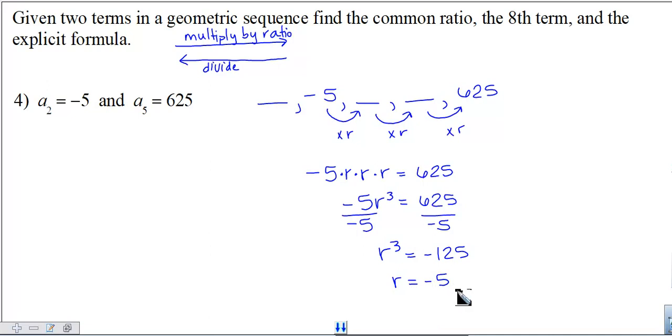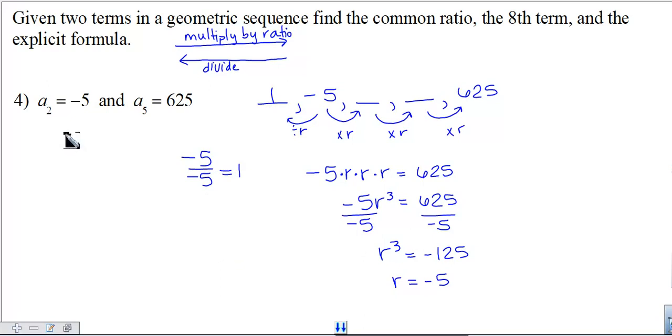Now I have my r, I just need my first term. So, if you progress forward by multiplying, remember you can go backwards by dividing. So all we have to do is take the term that we know, and we're going to divide it by the ratio that we just found. -5 divided by -5 is +1. So my first term is +1.